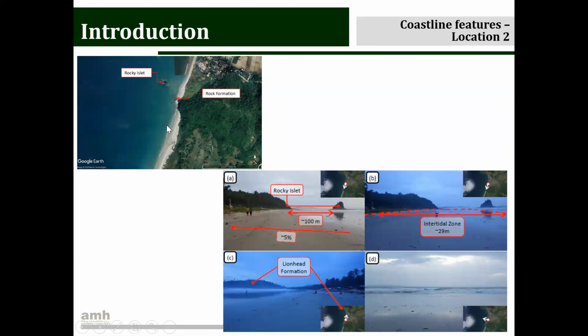Location two is along a relatively long, straight coastline of about 5.6 kilometers. It's bounded to the south by a headland and to the north by a rocky islet. The islet is about 100 meters offshore and sustains a mud salient that's visible during the summer. This coastline has an intertidal zone of 29 meters and slopes of about 5%.